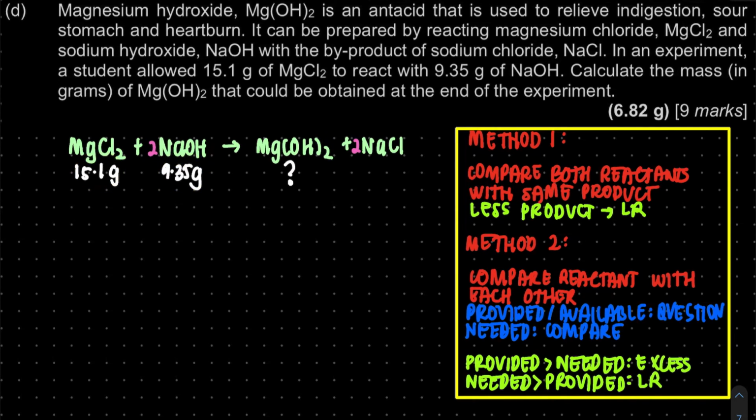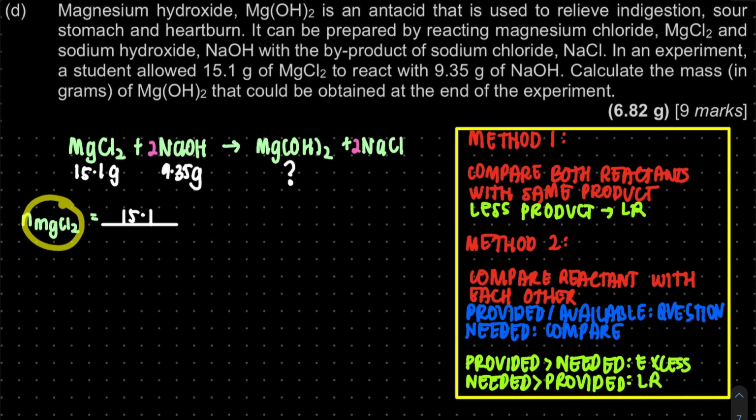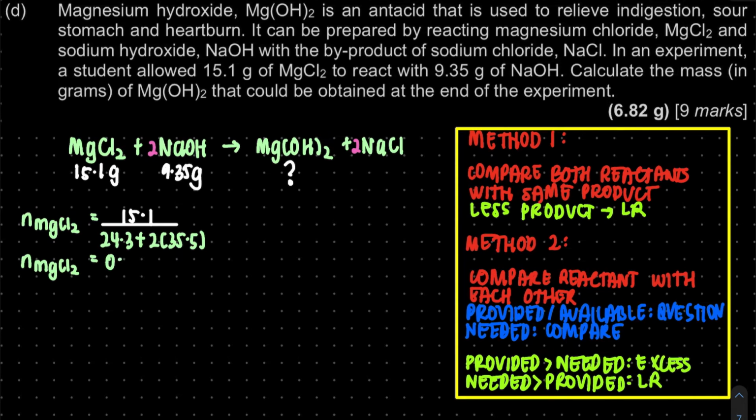We're going to compare in terms of number of mole. First, I'm going to find out the number of mole for our reactant. The first one is the number of mole for MgCl2. Again, number of mole is mass divided by molar mass. So for MgCl2, it is 15.1 divided by our molar mass, which we can check based on our list of constants. Magnesium is 24.3 and chlorine is 35.5. When you calculate it, you will get 0.1584 mole. So that is the number of mole of MgCl2.